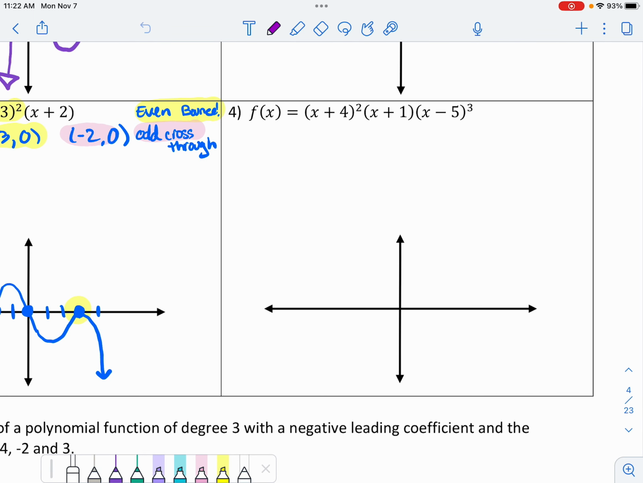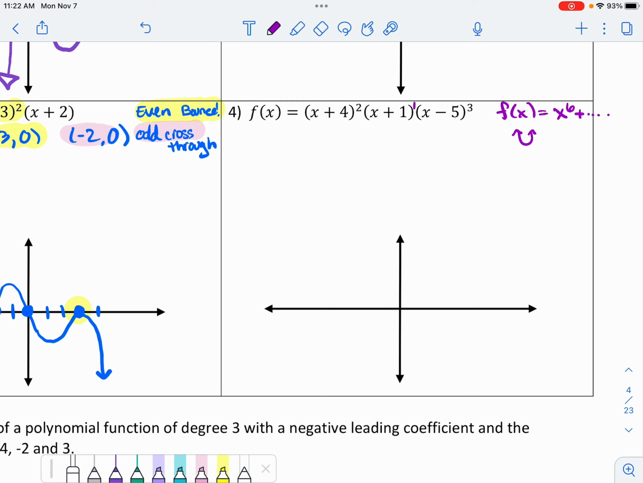So first, we count up the number of factors to find our degree. We have the first binomial squared, the second one is to the first, and the last one is to the third. So f of x is going to equal x to the sixth plus a bunch of other stuff. That gives us enough information to know that both arms point up.